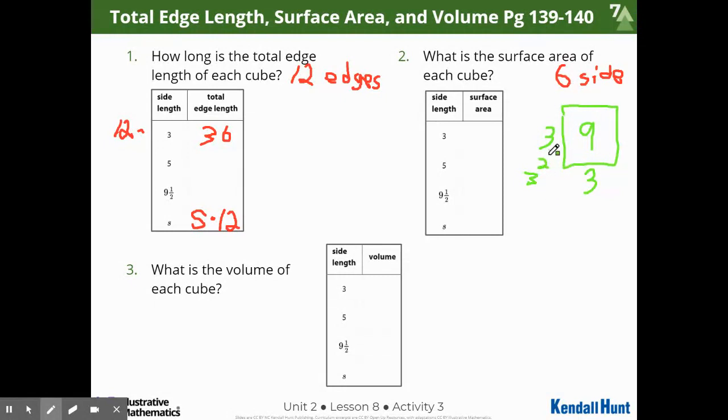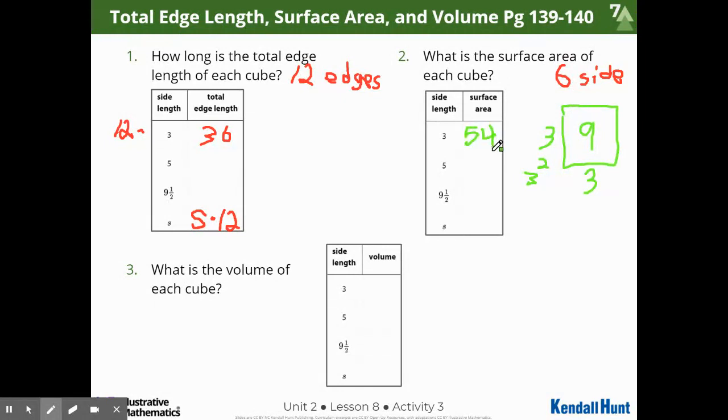Look, it looks like a square, and we call that 3 squared. That's actually basically the reason why. So each side is 9 units. And how many sides are there? Well, there's 6. So 9 times 6, and that comes up with 54.